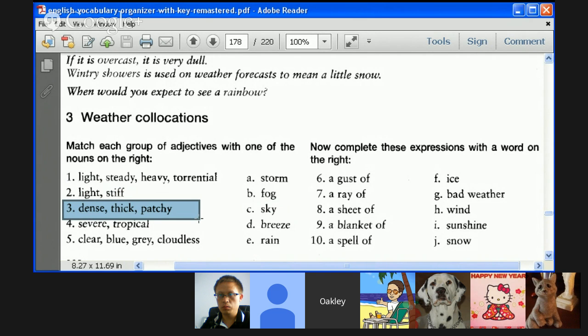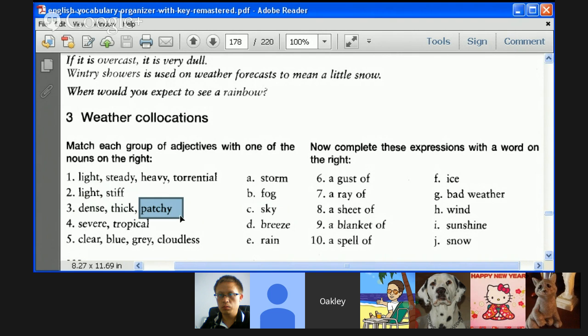Max, number 3: dense, thick, patchy. I don't know, maybe it's about ice or fog. Fog. Okay. Dense or thick, yes, when a fog is so thick you can't see very far, it's dense fog. We also have patchy. What would patchy fog mean, Max? I don't know.